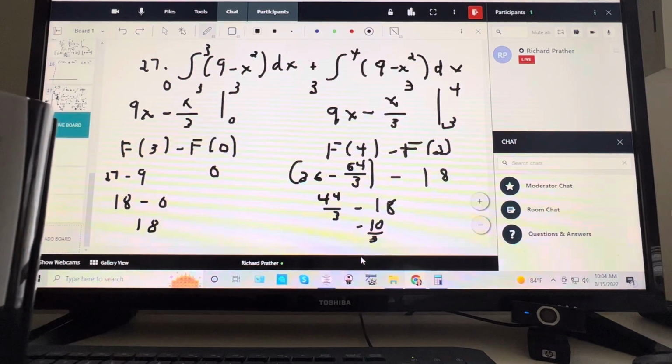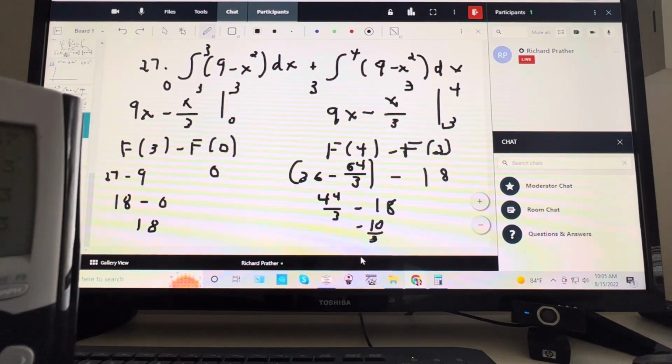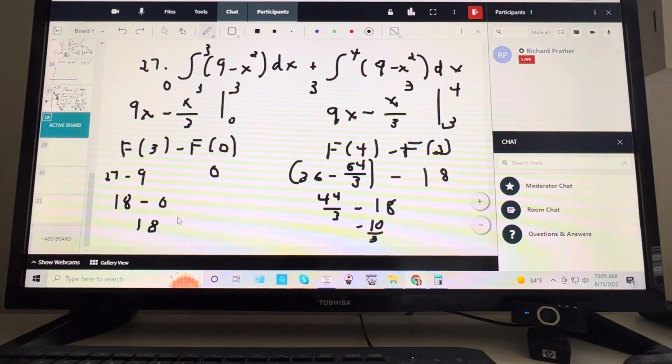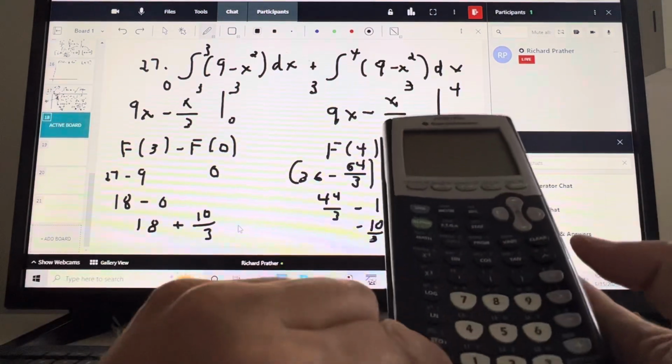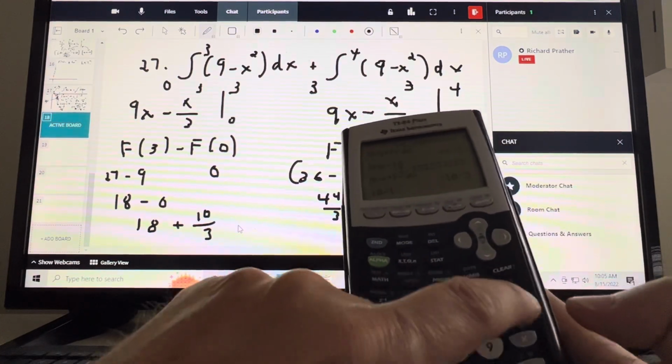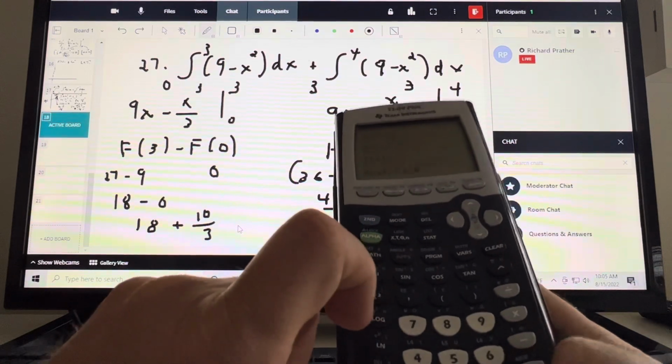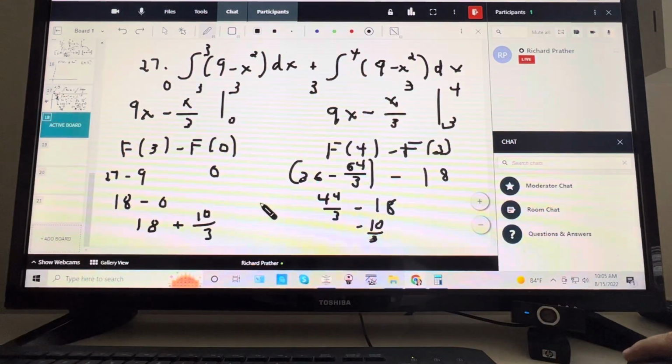So the positive area is positive 18. The negative area is about negative 3. But then if I care about total area, and I'm talking area, then I switch that to a positive. So 18 plus 10 over 3, math, enter, enter, is 64 over 3. The total area is 64 over 3.